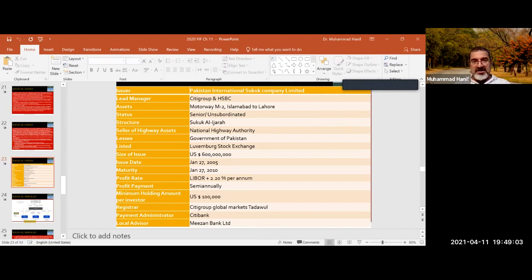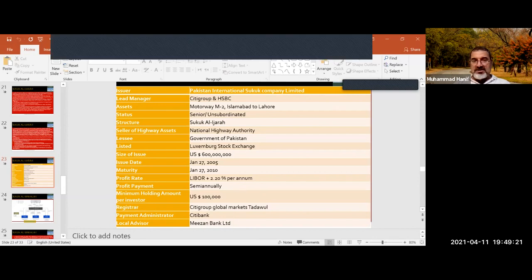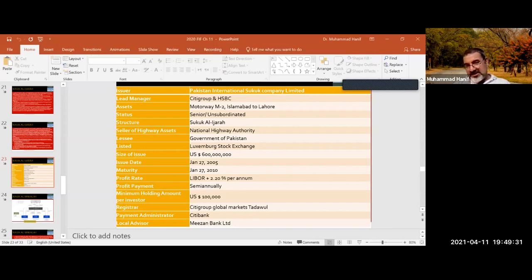Size of issue 600 million. Issue date 2005, maturity 2010. Profit rate was LIBOR plus 2.20 per annum. Profit payment semi-annually. Minimum holding amount per investor US dollar 1,000. Registrar was City Global Market Tadawul. Payment administrator was Citibank, and local advisor was Mizan Bank. So this was Sukuk al Ijarah, issued by the government of Pakistan in 2005, and it was retired in 2010.